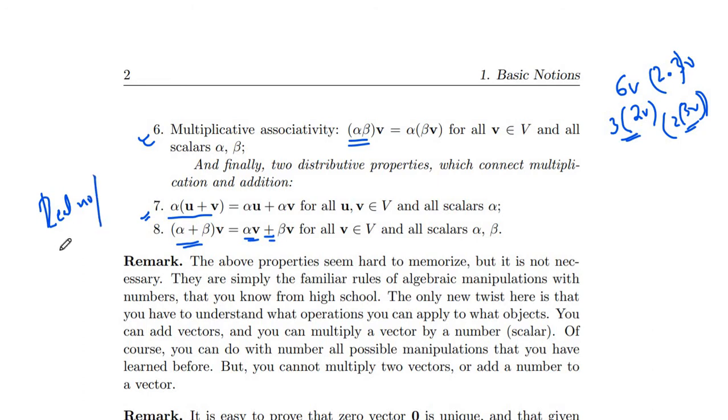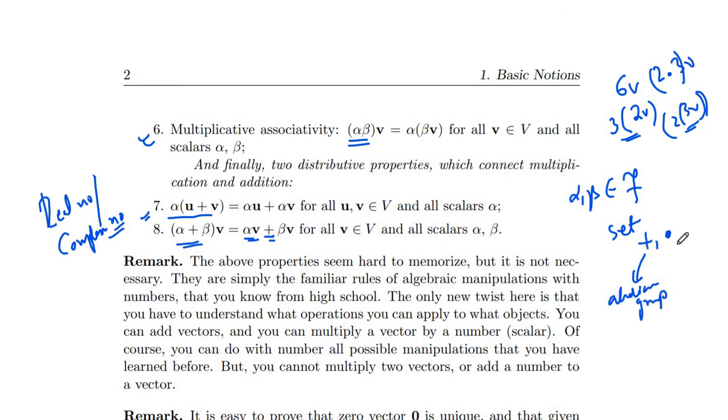To be more precise, the scalars alpha, beta belong to something called a field. And now what is a field? In a field you have got a set and two operations, which we call addition and multiplication. Addition forms an abelian group over the set, and multiplication also forms an abelian group, but only for non-zero elements.